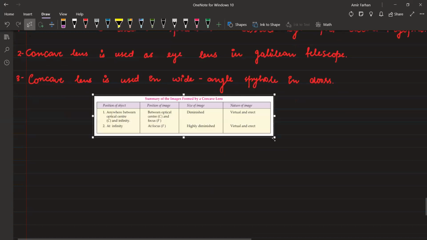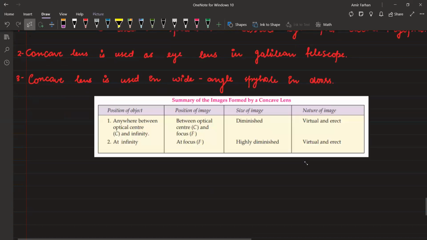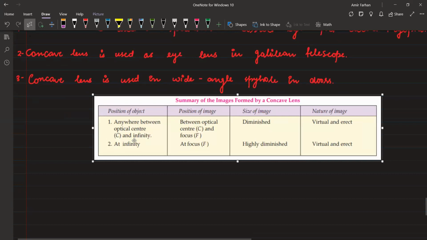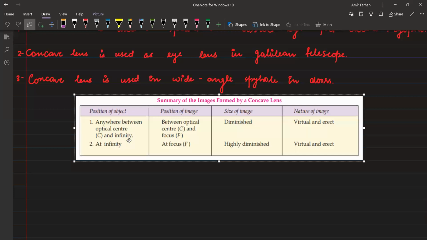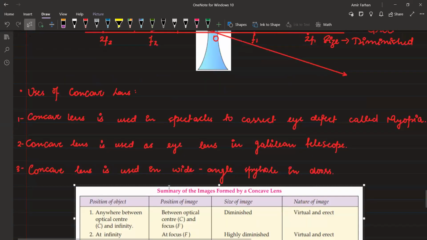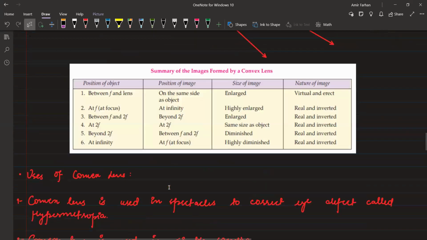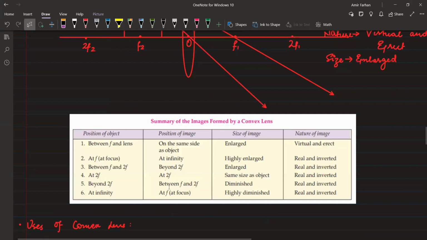So this is the summary of the concave lens. Only two cases are present. So this is the summary that there are two cases for the concave lens, and six cases in the convex lens, right?